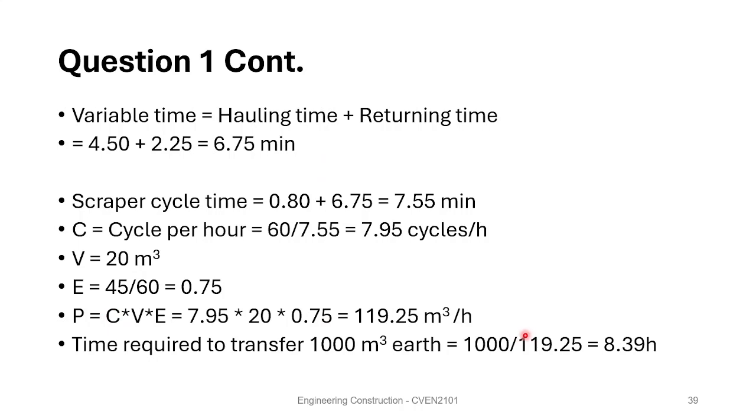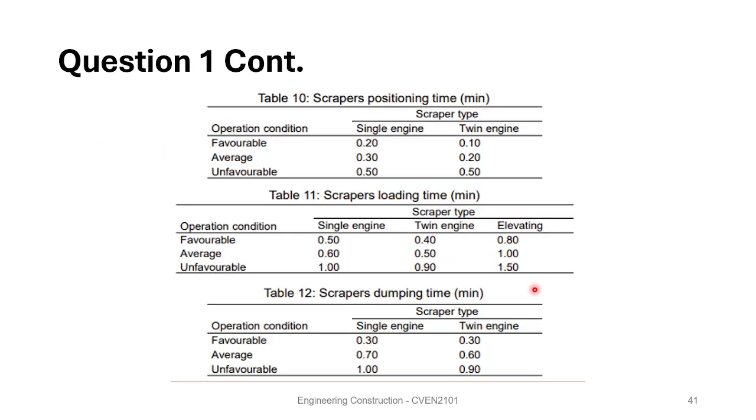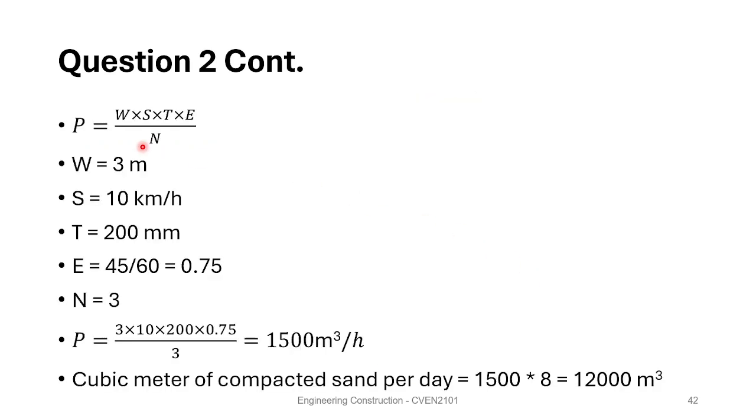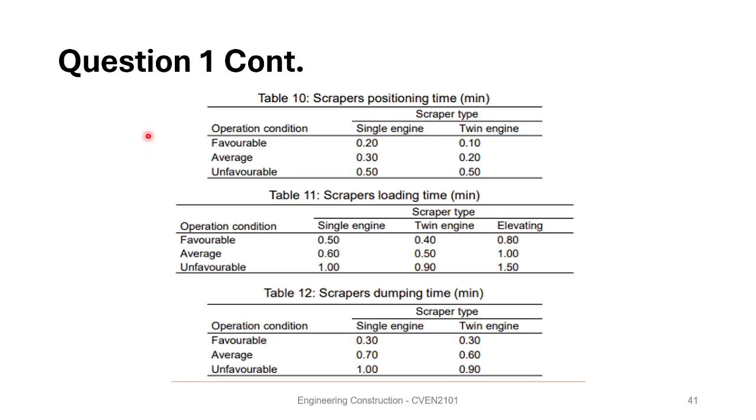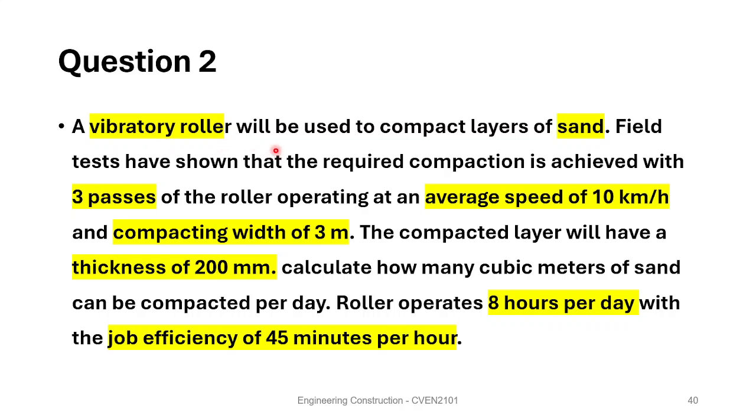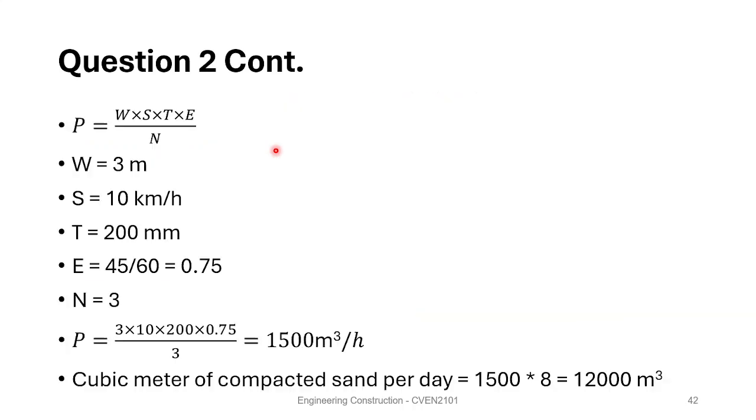With rollers, the main thing we need is this formula over here. We need to know how many cycles, how many passes it will take, the average speed, the compacting width, and also the thickness, and your job efficiency. So N would be the number of passes, W would be the width, S would be the speed, T is the thickness of the soil, and E would be your efficiency. If the question asks how long it will take to do a certain field, then you just need to adjust it accordingly.